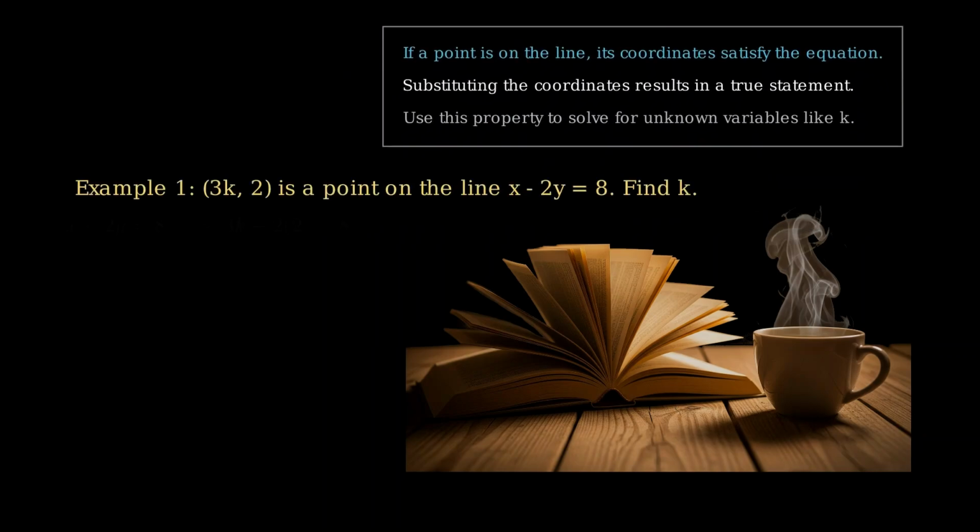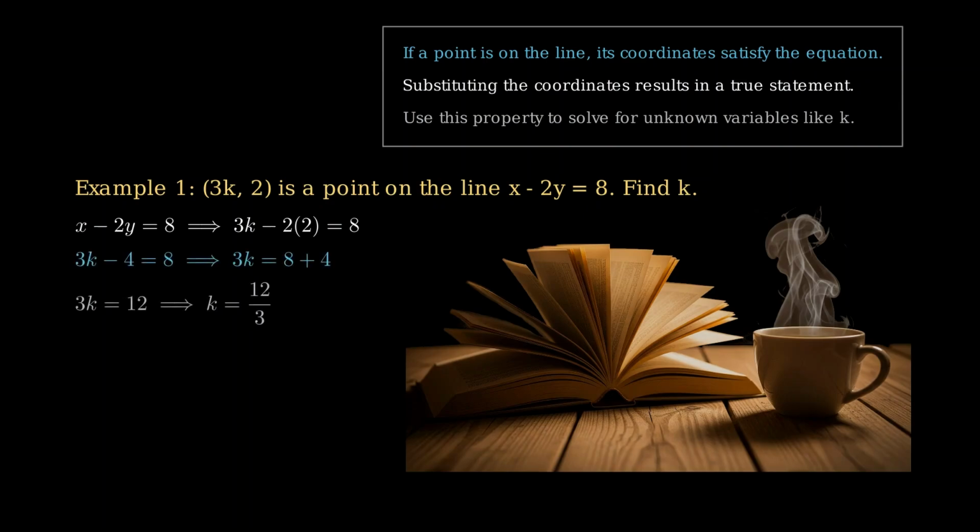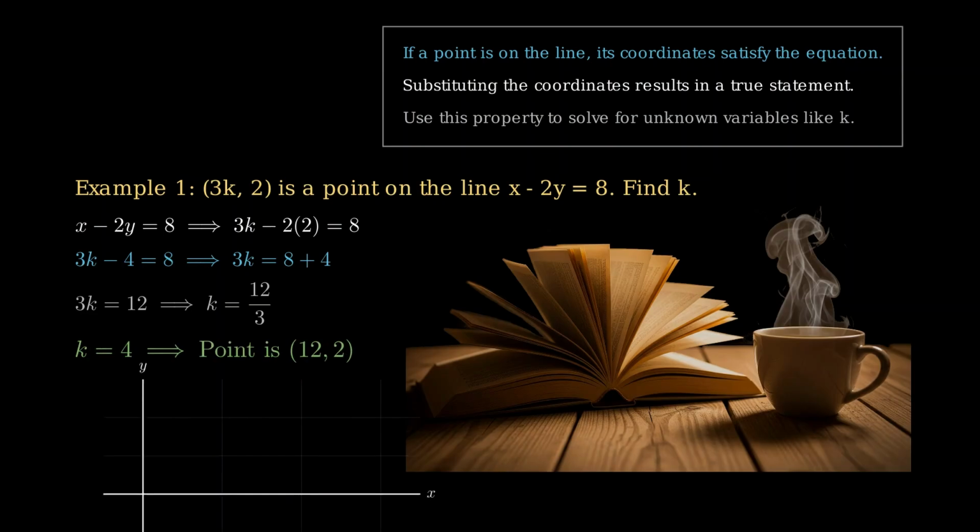Let's solve example 1. The point (3k, 2) is on the line x minus 2y equals 8. Find k and justify your answer. First, let's substitute 3k for x and 2 for y into the equation. This gives 3k minus 2 times 2 equals 8.